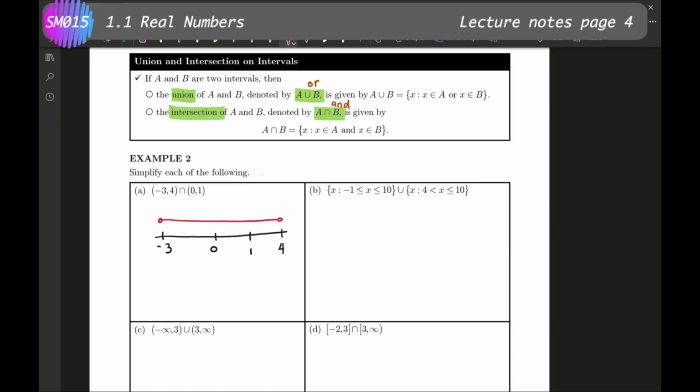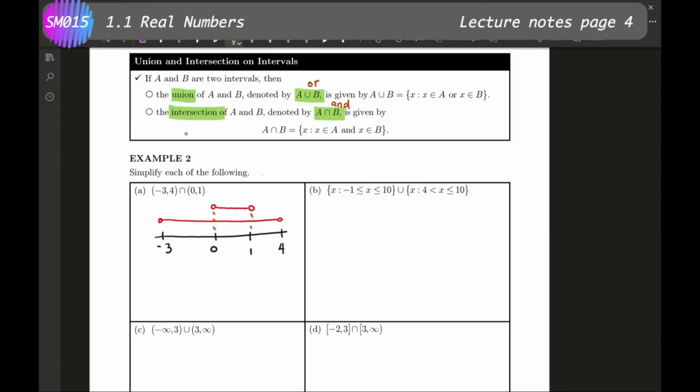Okay? The symbol for intersect means "and". We can read it as "and". And the numbers 0 until 1. So it is an empty circle as well because it is an open interval. And then what should we find? If it is intersect, then we need to find where the two lines intersect with each other.